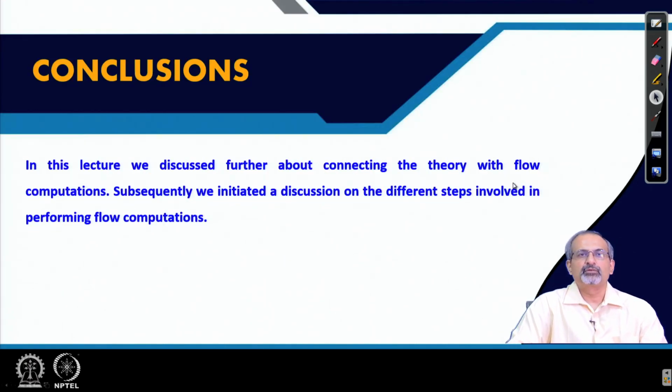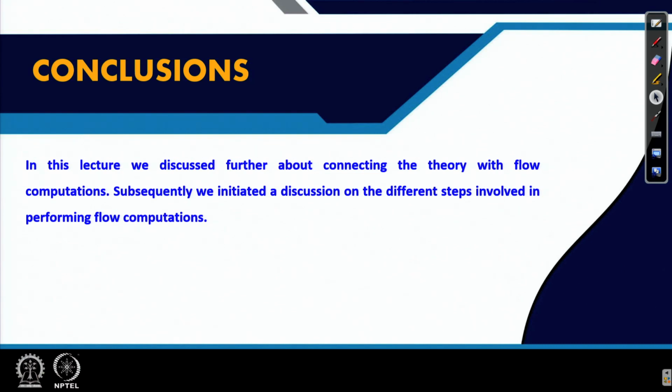So, let us see what we discussed in this lecture. Let us sum up. We discussed further about connecting the theory with flow computations. We discussed about some finite wing, low aspect ratio, high angle of attack, delta wing applications. We discussed about compressible flow applications and so on, and also a little bit of internal aerodynamics. Further, we looked at the different steps involved in a flow computation.